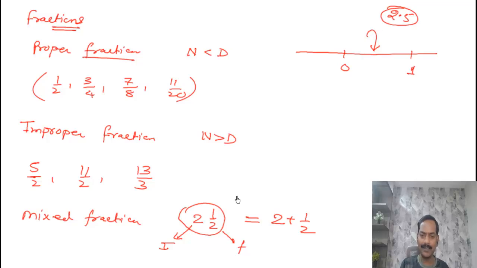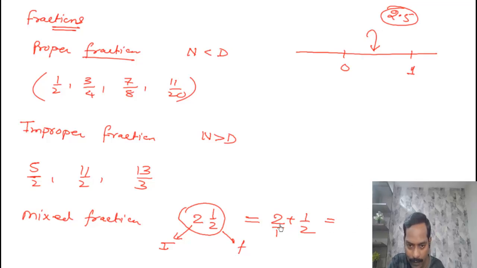Now, can we write these in the form of an improper fraction and a proper fraction? Yes, we can write it. How? Since the denominator of the fraction is 2, and 2 can be written as 2 by 1, right? Every integer is a rational number. How do we convert every integer into a rational number? By dividing it by 1, correct?